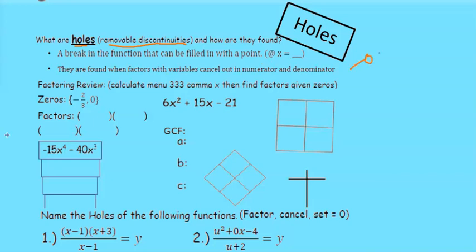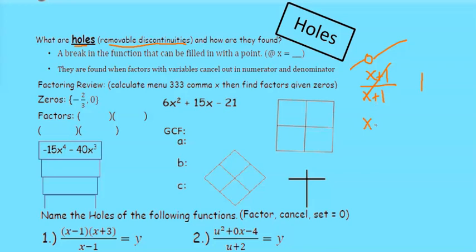So if you're given a graph, you would just graph it and then there would be some kind of small point that's not filled in somewhere on the curve. They are found when factors with variables cancel out in the numerator and the denominator. So for example, if we had x plus 1 over x plus 1, those cancel. You're left with 1, but there's a hole there.